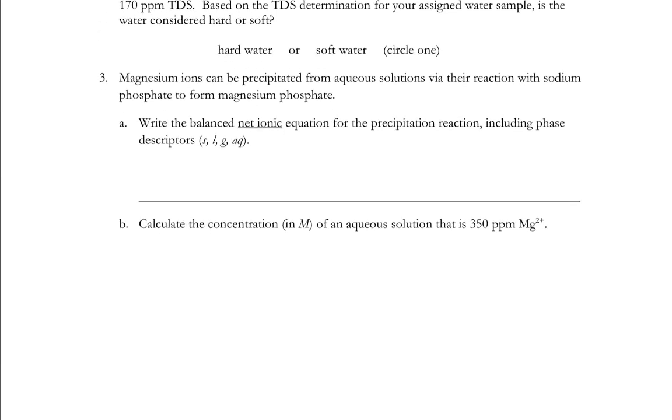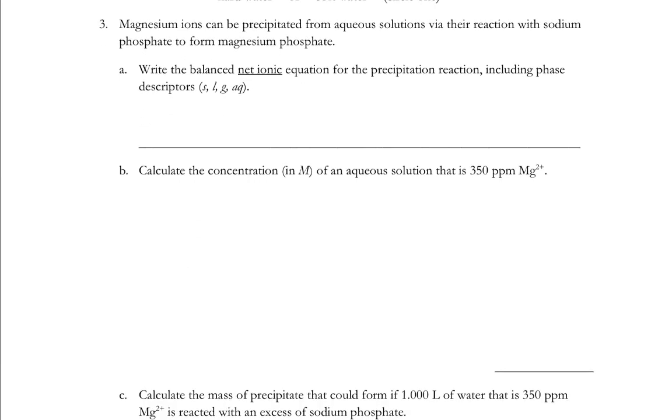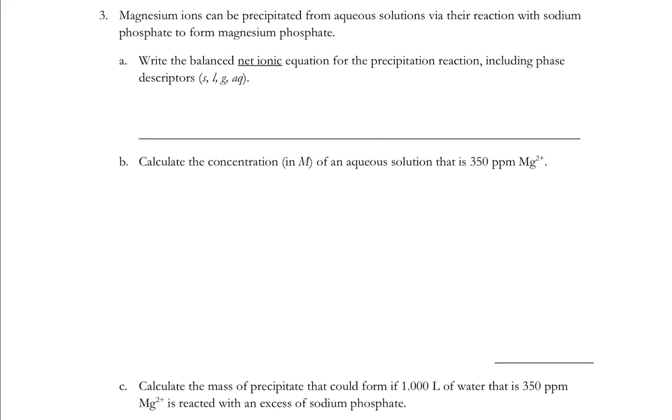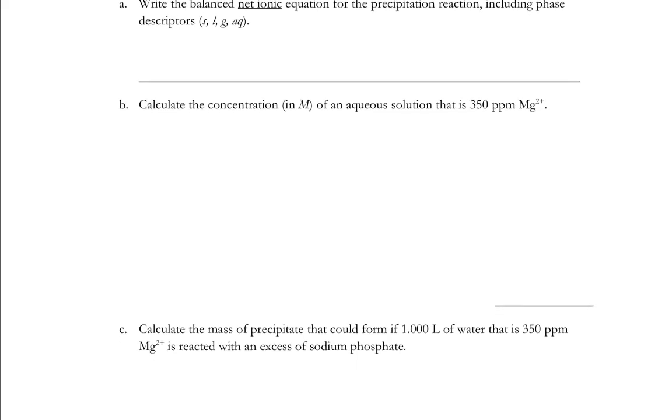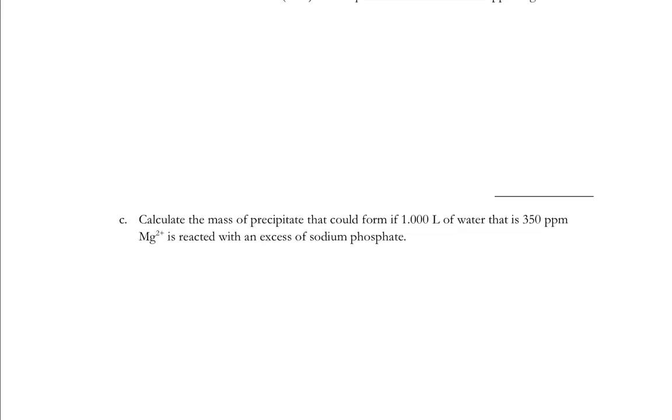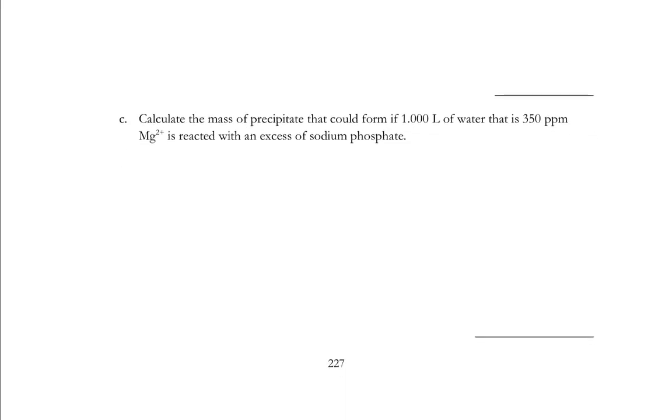Number 3, that is having you work with a reaction and you are writing out the net ionic equation for the reaction. You're making the calculation in part B and a calculation in part C, much as you have done in your calculation and results sections with the calcium ions.